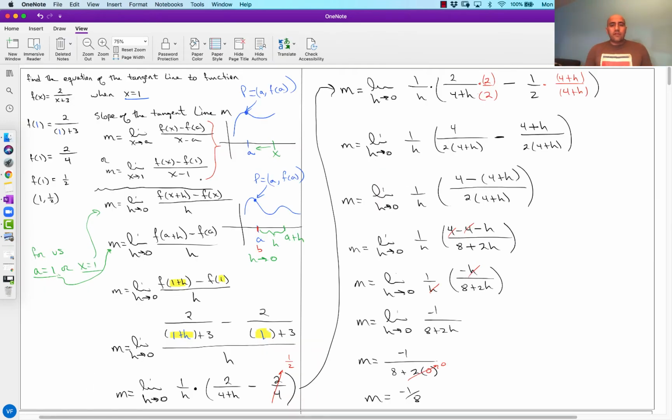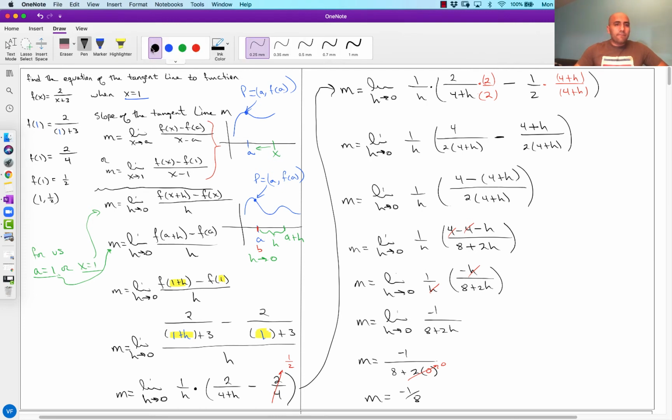Okay, so you have to be really careful with the way you work these guys out. And once we have the slope of the tangent line, then we can use our formula to figure out the equation of the tangent line, because we have the slope equal to negative 1/8, and we know that it goes through the point (1, 1/2). So using our formula, let's put it over here.